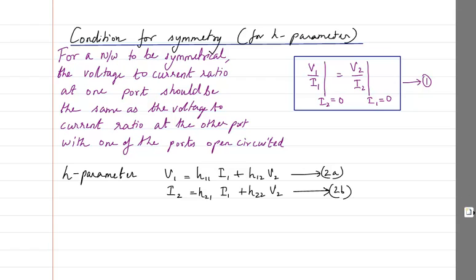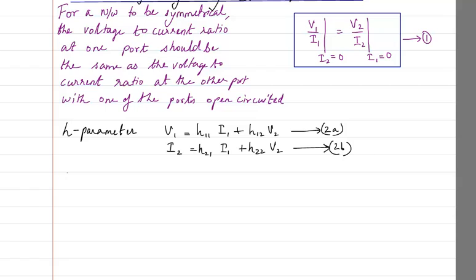For a network to be symmetrical, the voltage to current ratio at one port should be the same as the voltage to current ratio at the other port, with one of the ports open circuited. So when I put open circuited, the current is going to be 0. Now from here, if I want to find out the H parameter, I first write for the left hand side (LHS) of equation 1, put I2 is equal to 0. So if I put I2 is equal to 0 in equation 2, both equations I am going to put.